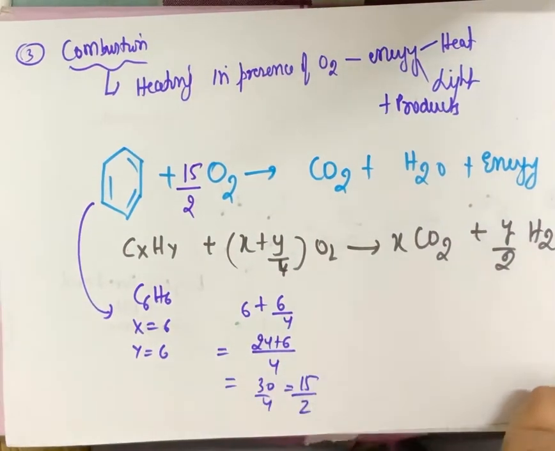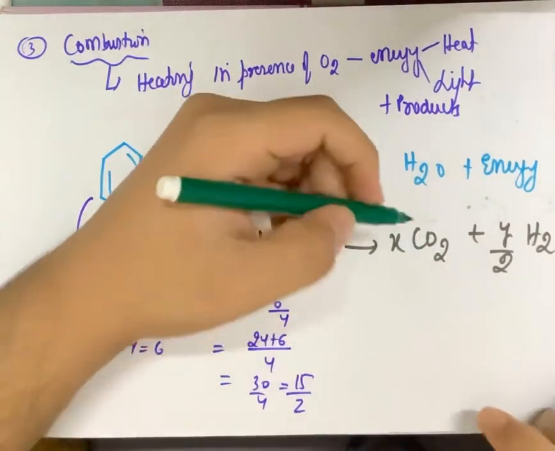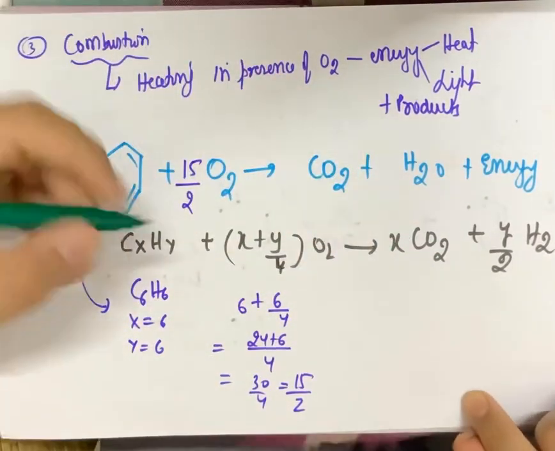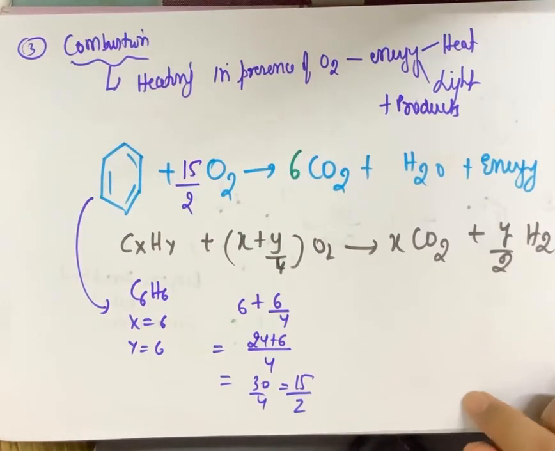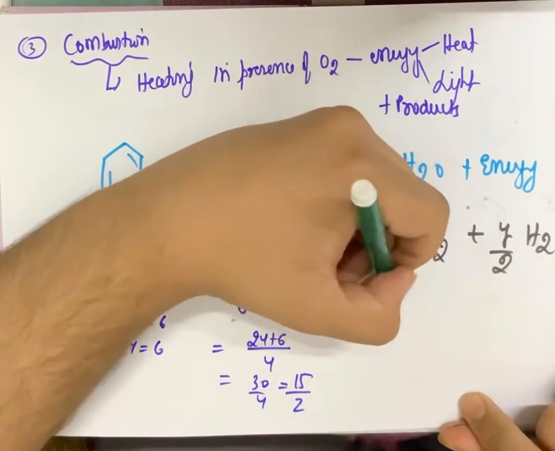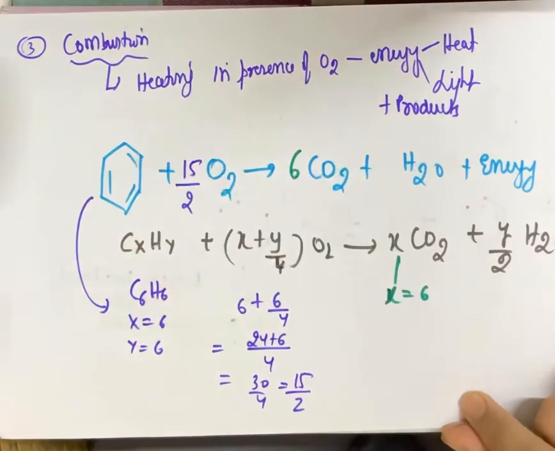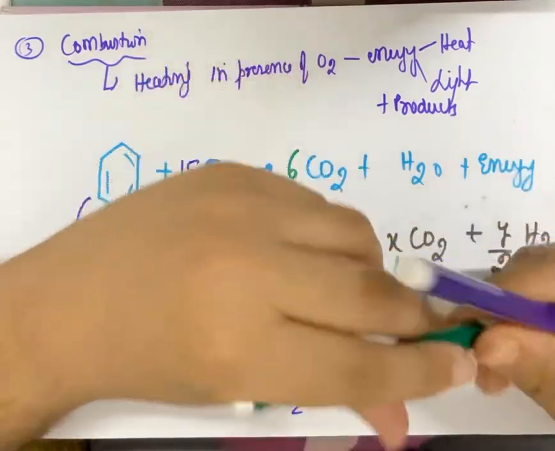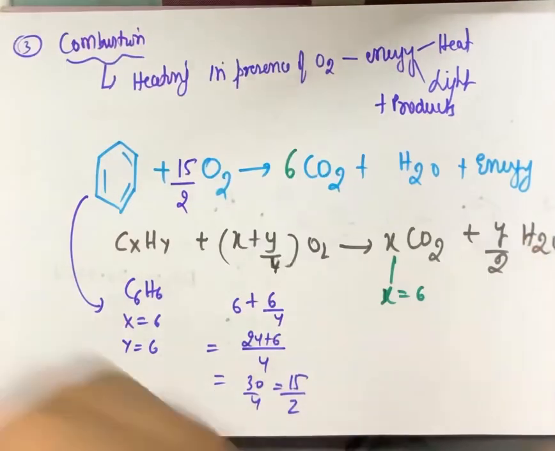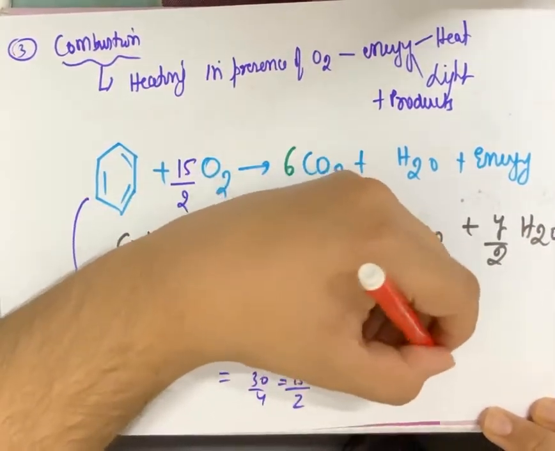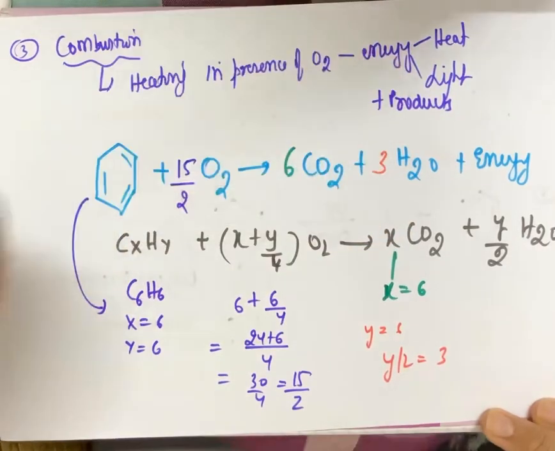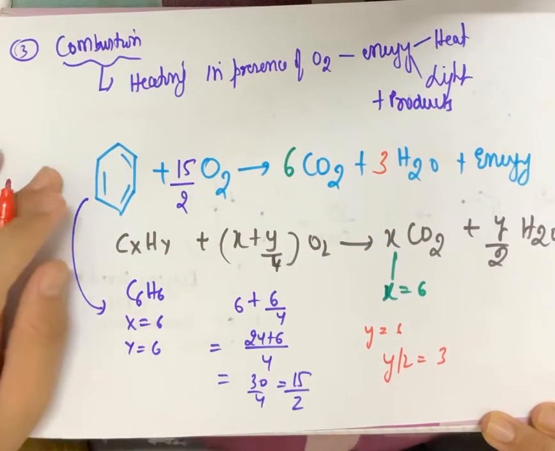Now for carbon dioxide, it is x. x means 6, so I have 6 carbon dioxides, because here x is equal to 6. Water is y by 2. Now what is y? y is equal to 6, so y by 2 is equal to 3. So I have 3 water molecules produced in this reaction.